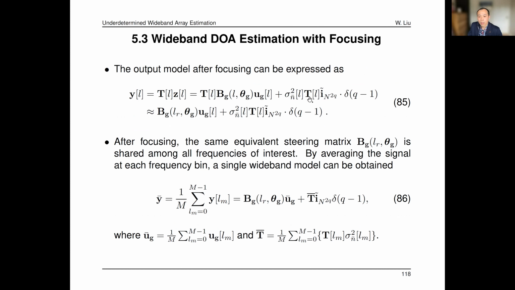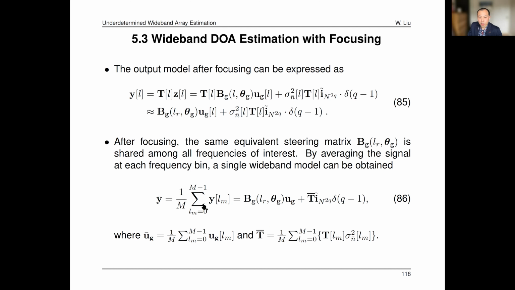So you only have one sample, okay? And here, this is the noise part, and this is a common steering matrix now. This is the source data at this frequency L. And so after focusing, the same equivalent steering matrix is shared among all frequencies of interest. And then you can do the averaging. By averaging the signal at each frequency bin, a single wideband model can be obtained. So you do the averaging over all of them, and you get a single model, like the narrowband model now, like you have one single frequency, okay.